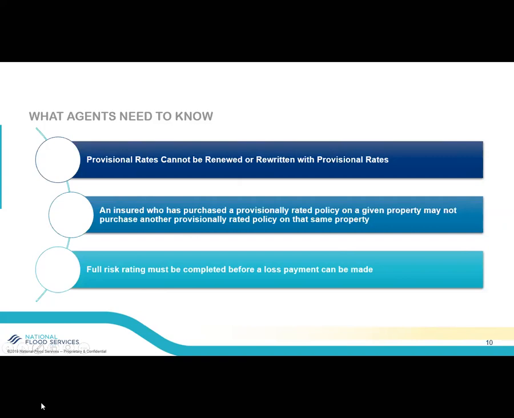Also, here's the most important thing, that in order for a loss to be paid, that elevation certificate has to be submitted. So while a provisional rated policy is available, it may not be one of the best solutions for the policyholder. Typically, they have higher premiums. They cannot be renewed. The policyholder still has to obtain the elevation certificate, and that loss cannot be paid until the elevation certificate is available.